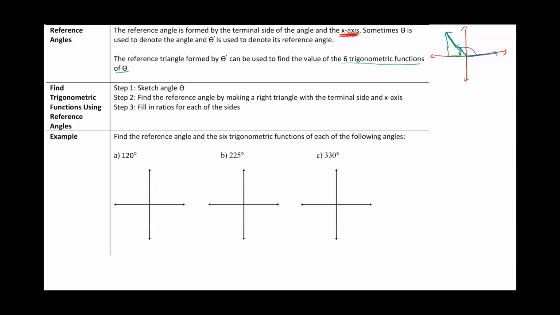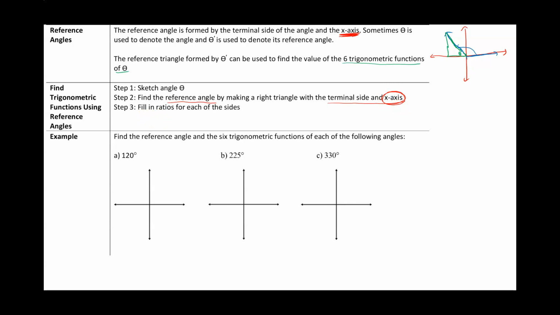So how do you find trigonometric functions using reference angles? Well, step 1, you sketch theta. Step 2, find the reference angle. This is super important. By making a right triangle with the terminal side and the x-axis, I'm going to keep emphasizing this, and then fill in the ratios for each of the sides.